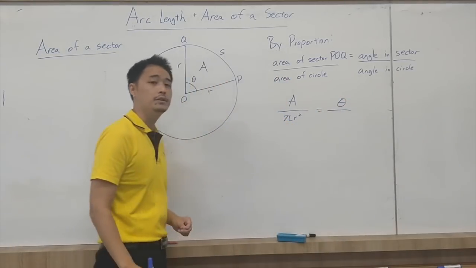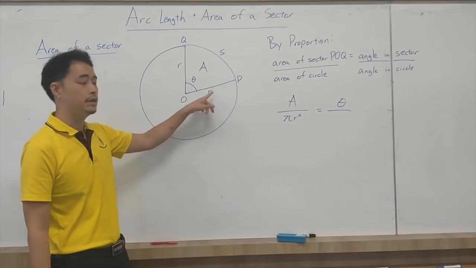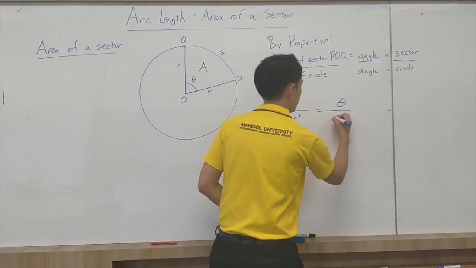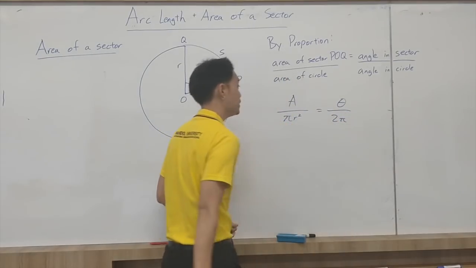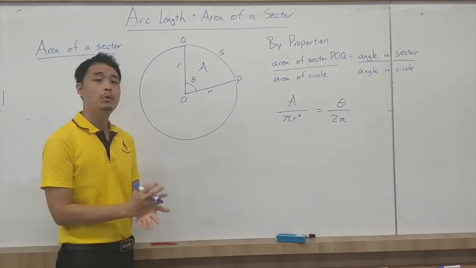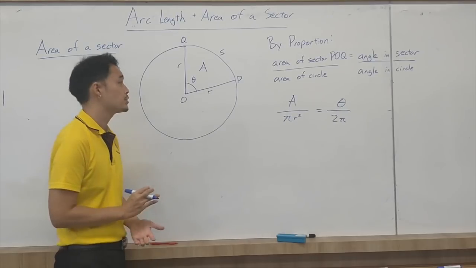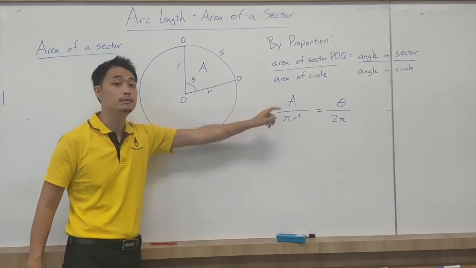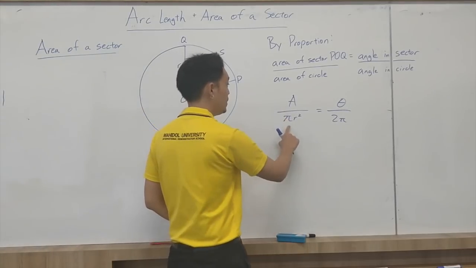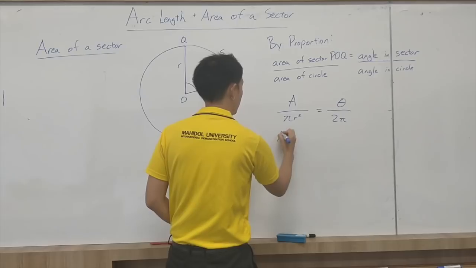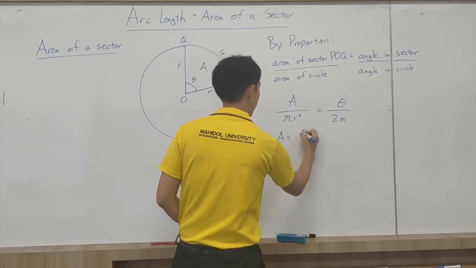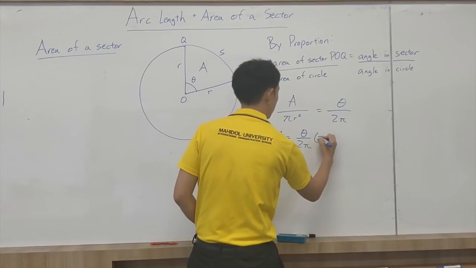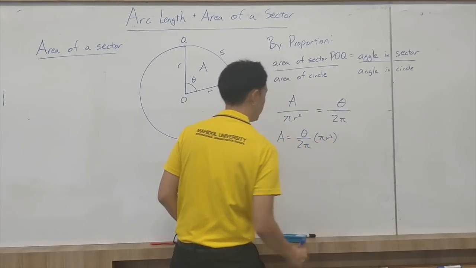And the angle in the circle is, again, we're in radians, so the full circle is 2 pi radians. Okay. Now, what we're trying to do here is set up a formula to solve for the area of a sector. So we're basically trying to solve for A here. So let's isolate A by moving this over here. A equals theta over 2 pi times pi r squared.